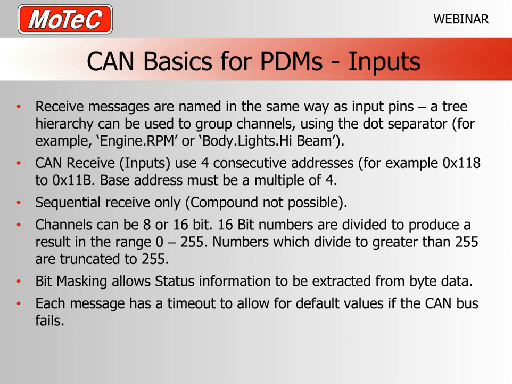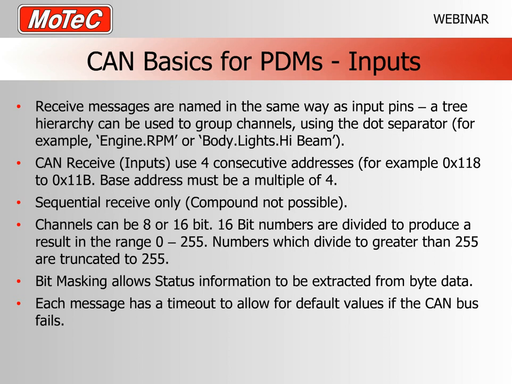Now, the other thing we can do with the CAN inputs is we can allow bit masking, and this allows us to select only specific bits out of an 8-bit data byte, and this is typically used for status information. A good example would be an M800 error message, where each bit in the 8 bits signifies a particular M800 error, for example, manifold pressure error. And so we can take the error message from an M800 and we can split it into the individual error statuses by using bit masking with multiple messages.